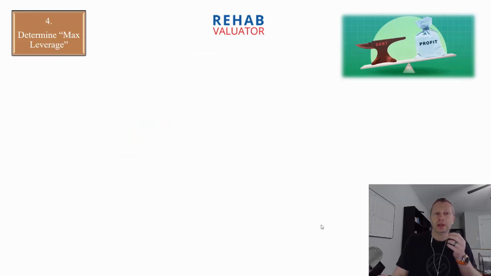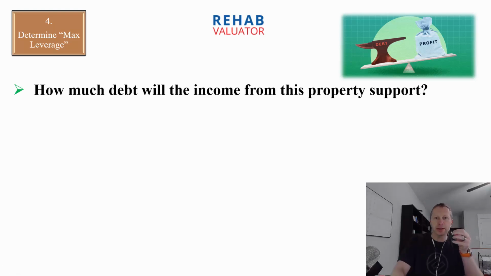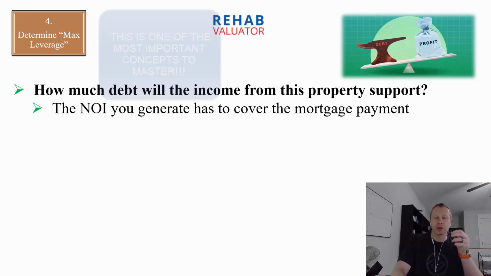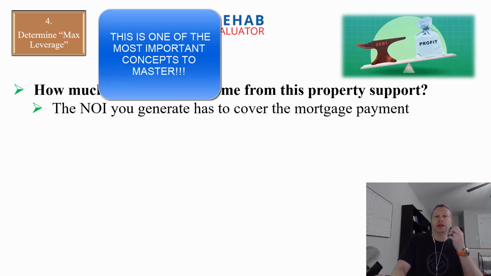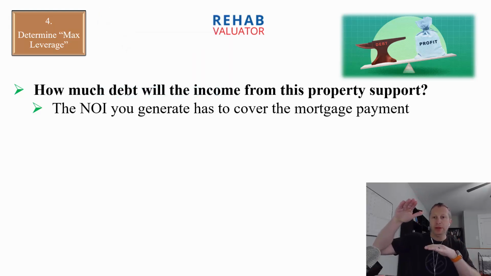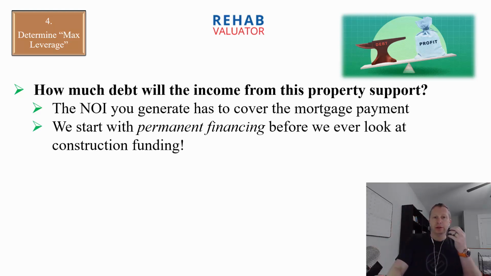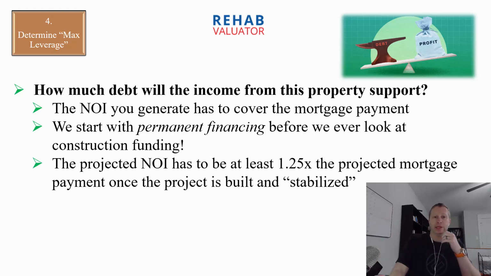So now here comes step 4, determining what I call max leverage. How much debt will the income from this property support? So the net operating income you generate has to cover the mortgage payment. The net income that you make every month has to cover how much you owe to the bank and then have money left over. So this is why we start with the permanent financing before we ever look at construction funding. Usually you won't be able to borrow more from a bank on construction than what the property will be able to support on a permanent basis, right?